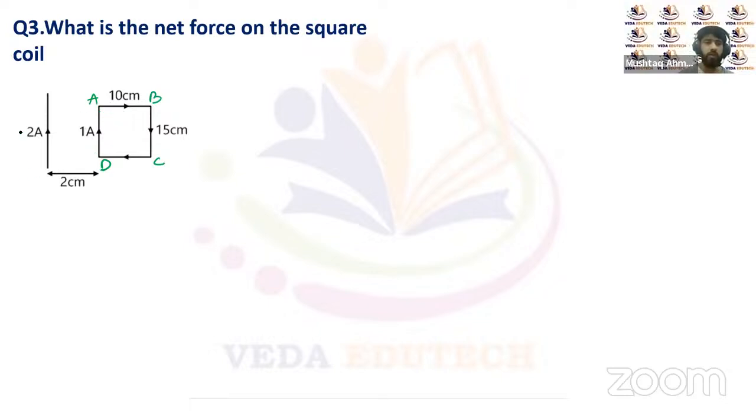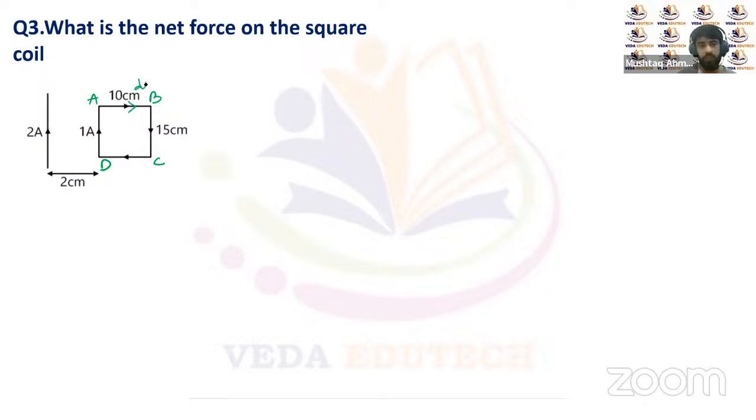Now, talking about the force, there will be some magnetic force acting on the side A of this rectangular loop, right? Now, talking about the direction of the magnetic force acting on this side AB, right? The direction of the magnetic force on this side AB will be given by dl cross B, right? It will be given by dl cross B.